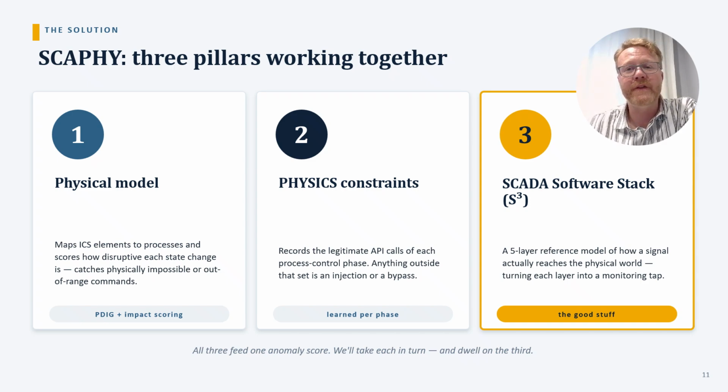Think of it as the physical model being what drives SCAPHY down the right code paths to learn the API constraints in the first place. And pillar 3 is a vantage point from where you're able to observe both pillars 1 and 2. It's the "where do we tap into this" layer. I'll give 1 slide each to the first 2 pillars, then spend some real time on S-cubed because as a framework, I think it outlives this specific system and has broader application.